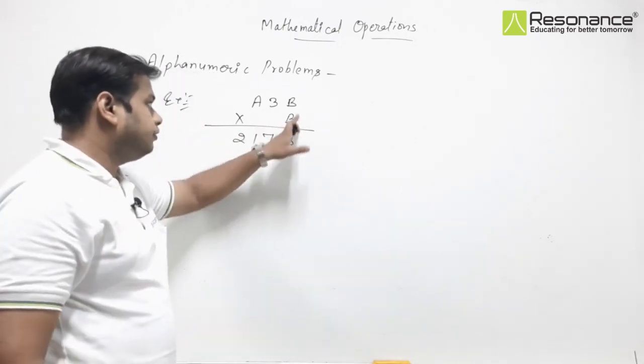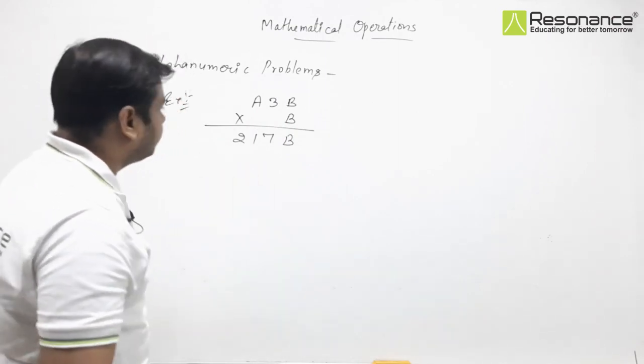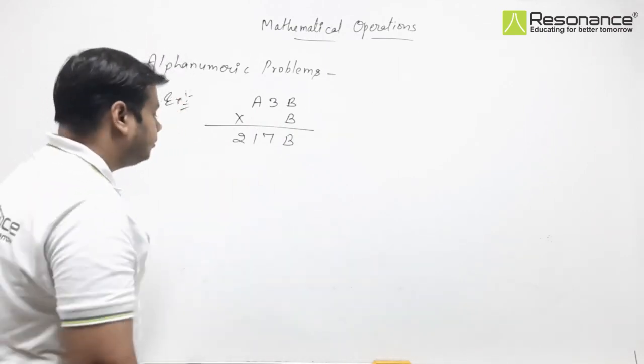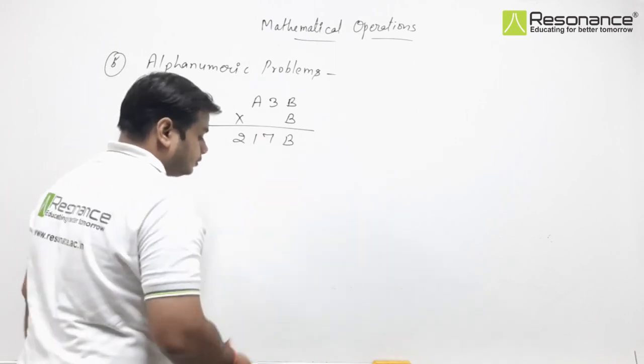Now we have to find the value of A and B. This is called alphanumeric puzzles. We have to find the A and B. Now what kind of solution can we process here?